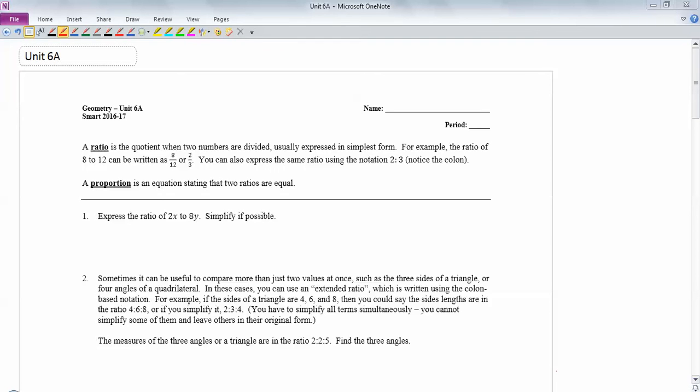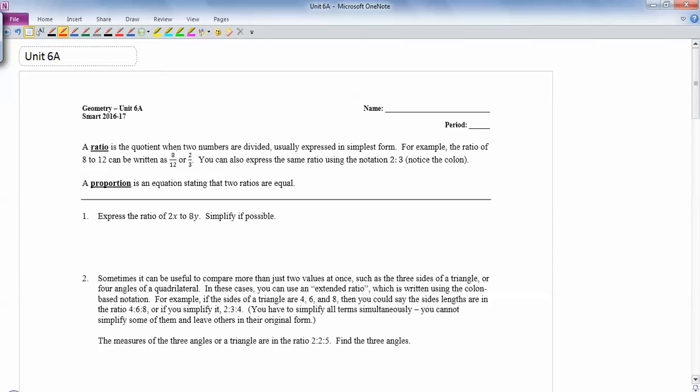So this is the Unit 6A handout for geometry. And it's basically just talking about fractions more than anything else, or really ratios. Ratios can be written a couple different ways, and a ratio is basically, most of the time, a synonym for fraction.